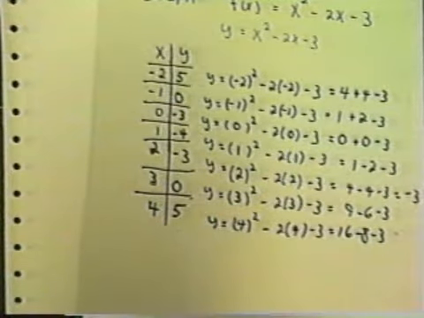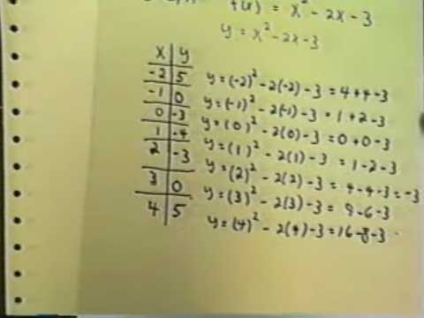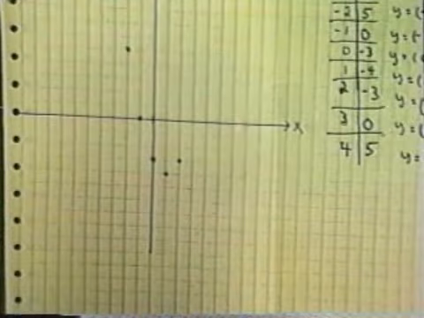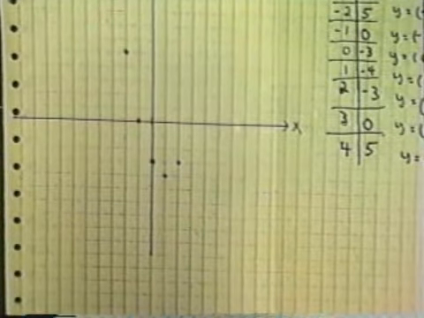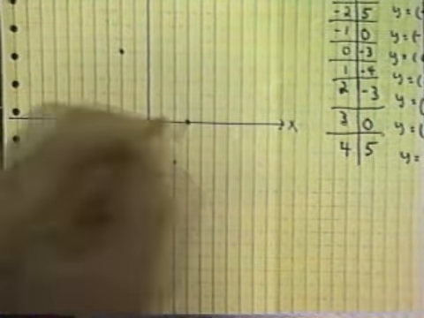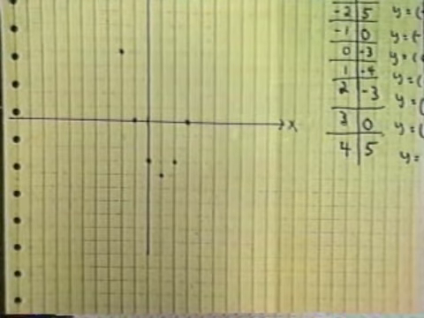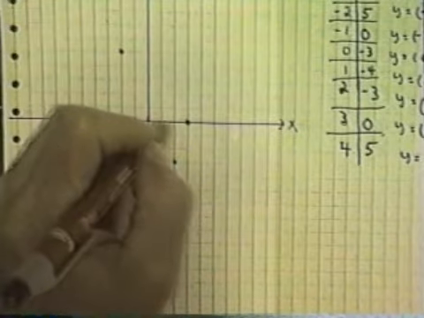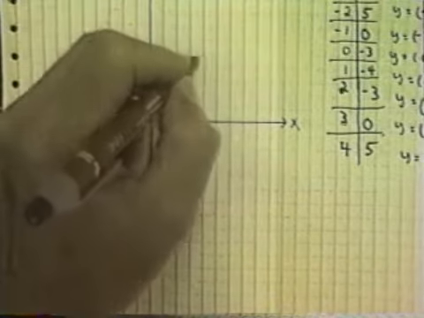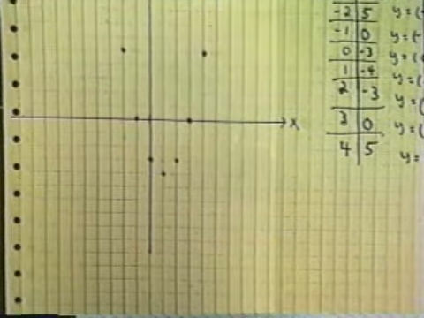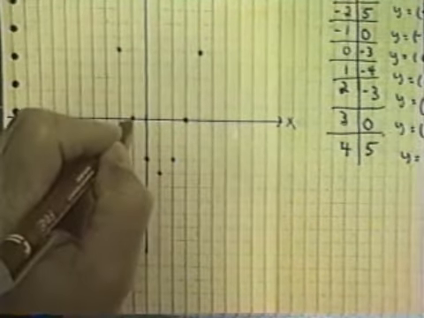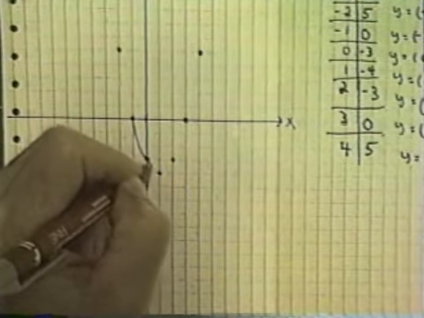Now let's go ahead and plot the two new points and see if we can see our parabola. For (3, 0), I go to the right 3. And for (4, 5), I go to the right 4 and up 5. Now it's easy to see what the parabola will be. And I carefully draw the curve.